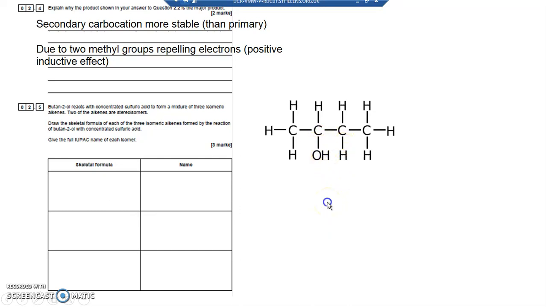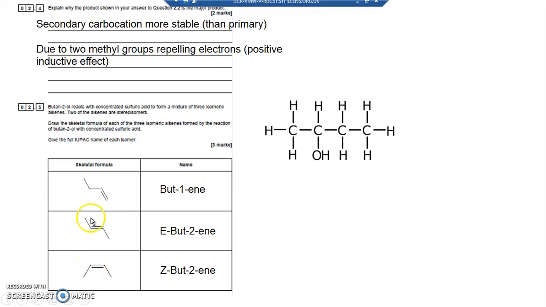So let's have a look at the skeletal formulas. I could have but-1-ene, where the double bond is between carbon number 1 and carbon number 2. I could have but-2-ene, and I'm going to have 2 forms of that. I could have E-but-2-ene, and I could have Z-but-2-ene. So there's the double bond, and here's the methyl group, 1 on one side and 1 on the other, and here is Z-but-2-ene with the 2 methyl groups going down on the same side.